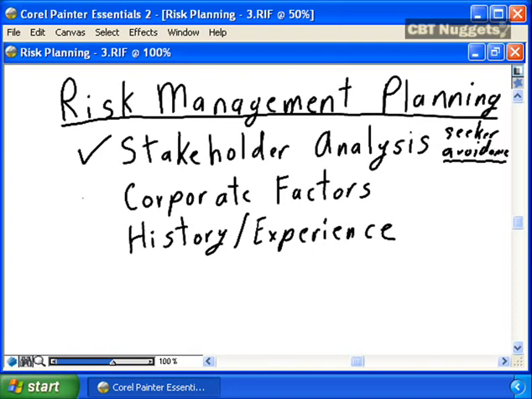You need to understand the overall corporate factors. Is your overall corporation a risk-seeking corporation, or is your organization a risk avoidance organization? If you're trying to develop a risk-seeking project for a risk avoidance organization, you're going to encounter significant organizational strife in your delivery process. You need to take that into account and ensure that where possible, your project's risk strategy is consistent with the overall organizational risk strategy.